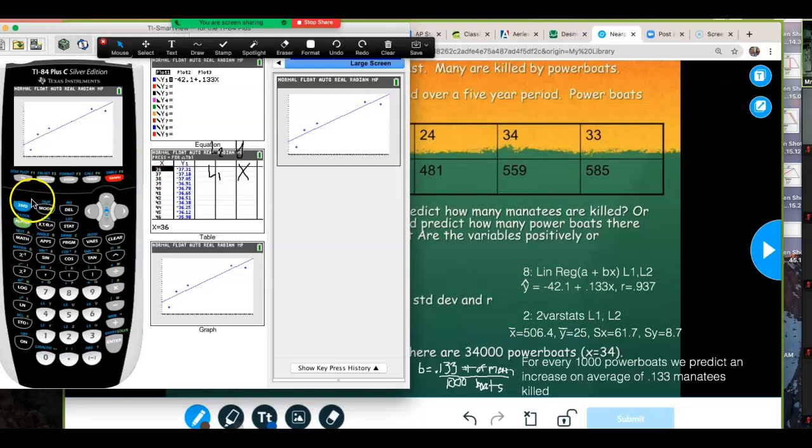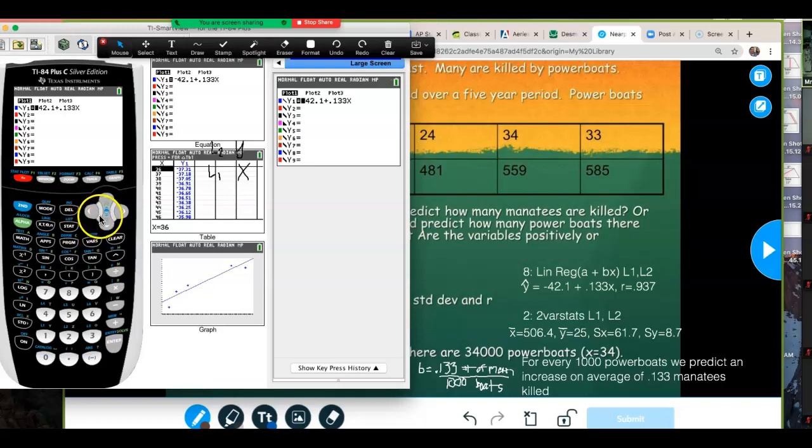I'm going to graph a couple more things on there. I'm going to graph the mean of y and the mean of x. Press y equals. The mean of y is 25. Y bar is 25.